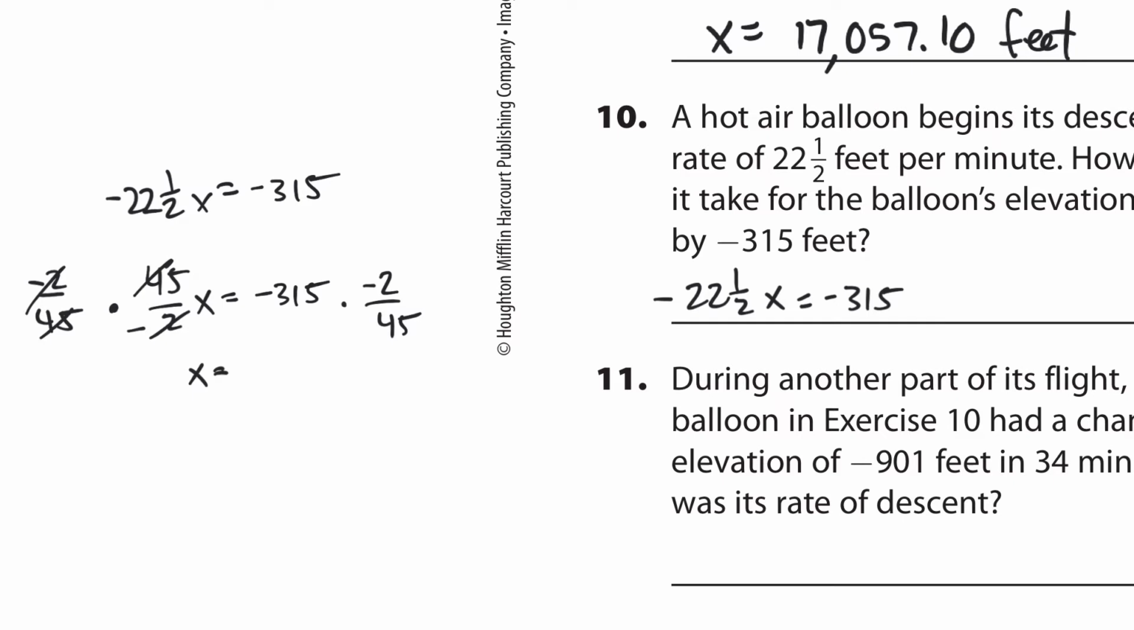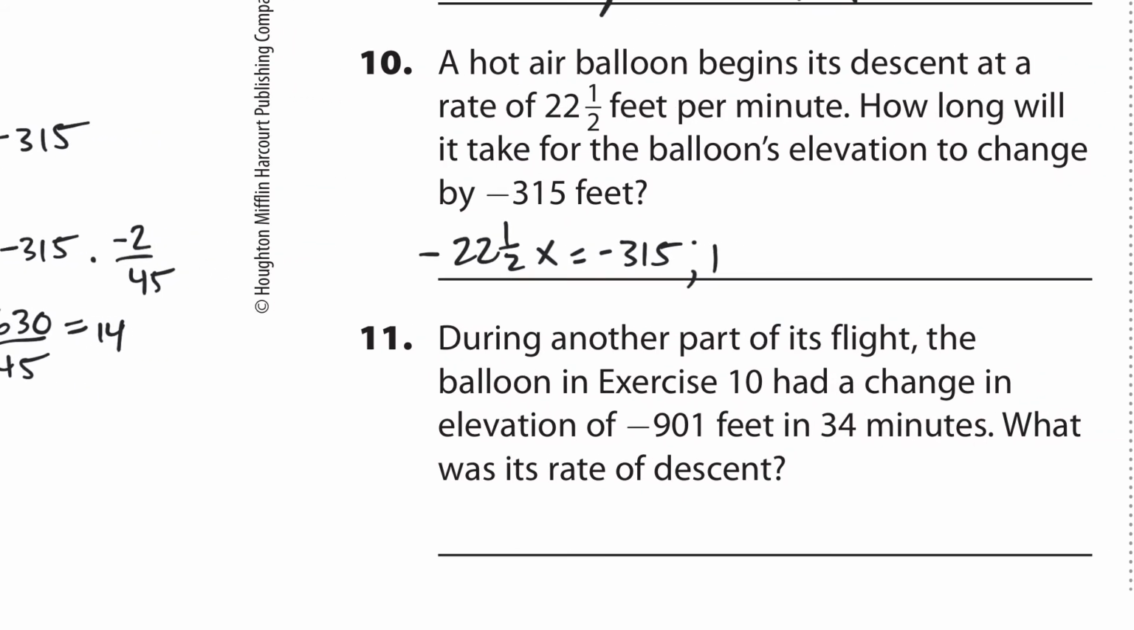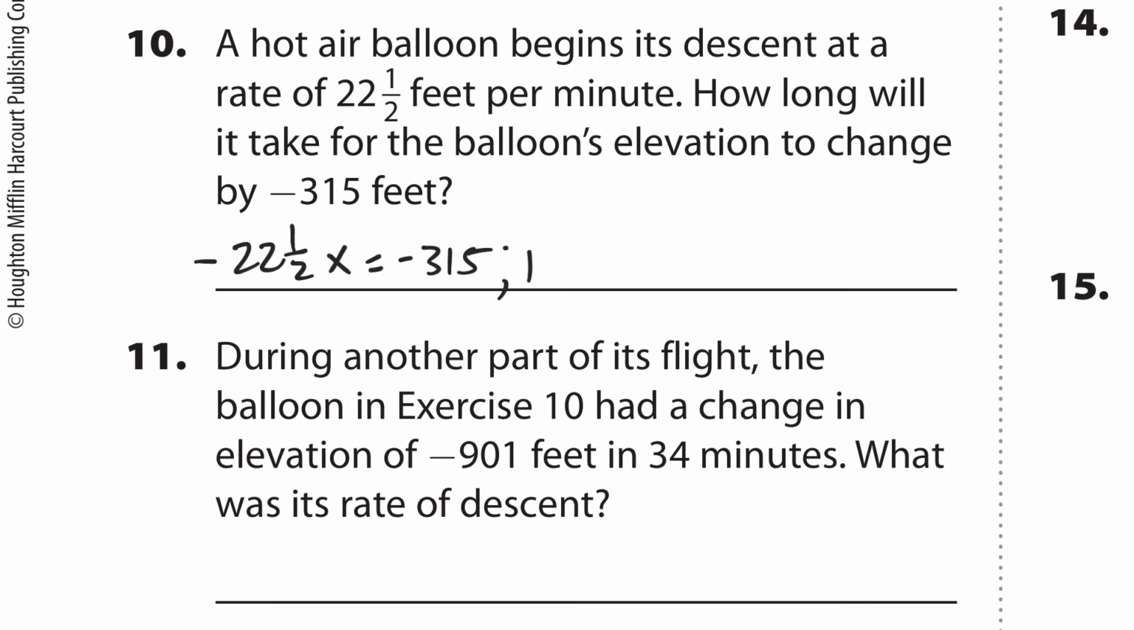negative 315 times 2, which is 630. So that's 630 divided by 45. That's going to be 14, I believe. So yeah, that's 14. 14 minutes. That's how long.